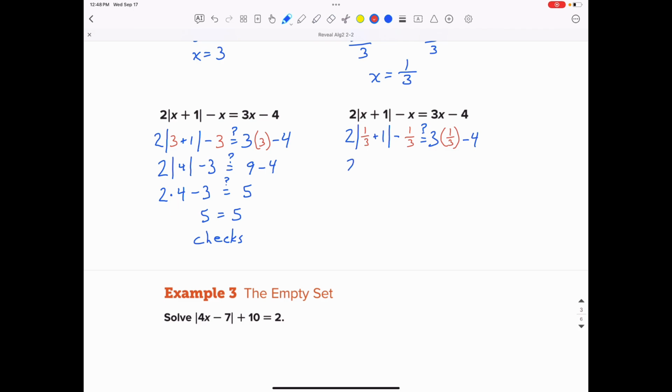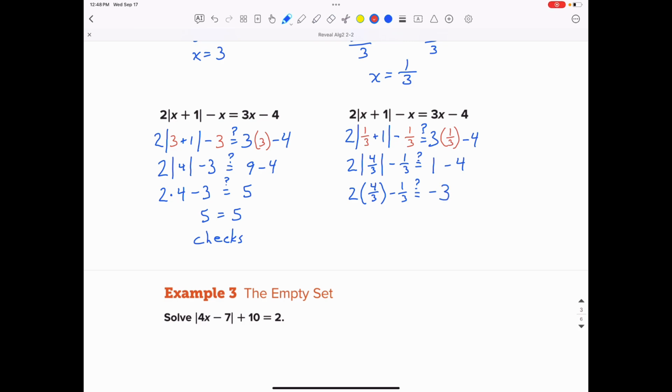So 1/3 plus 1 is 4/3 minus 1/3. Does that really equal 3 times 1/3 is just 1? Does that really equal 1 minus 4? Absolute value of 4/3 is just 4/3. Minus 1/3, does that really equal? 1 minus 4 is just -3, so the right side is already simplified.